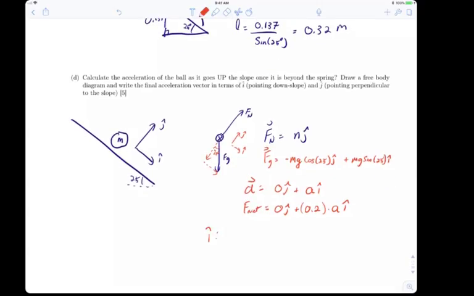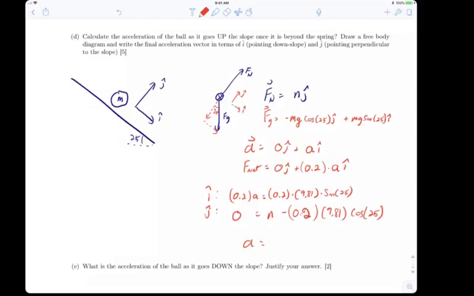Put it all together, the i-hat terms, there's only one of them. So 0.2 a is equal to 0.2, the mass, times 9.81 times sine 25, and j-hat: 0 is N minus mg. Hold on. Mass 0.2, g 9.81 cosine 25. Now, I only care about the acceleration. So the acceleration is going to be 9.81 times sine of 25, 4.15 meters per second squared. That's the magnitude in the i-hat direction.